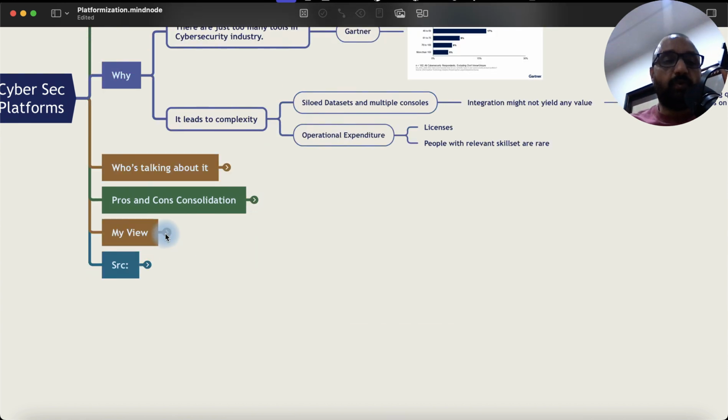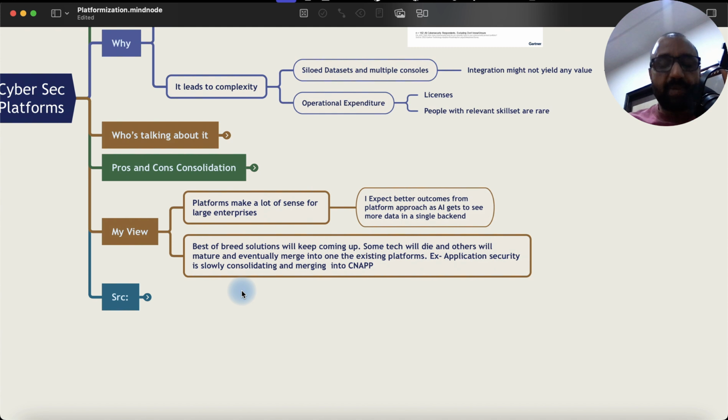Now, in terms of my view, platforms will make a lot of sense for enterprises. Look at 43 tools. I mean, it's impossible to manage those tools and keep people updated on these technologies. It's very hard to find cybersecurity folks anyway in the industry. And in terms of technical advantage, I see that better outcomes will be achieved as the AI algos will see more data in a single backend, making them more efficient, with better predictability, and reducing false positives for sure.